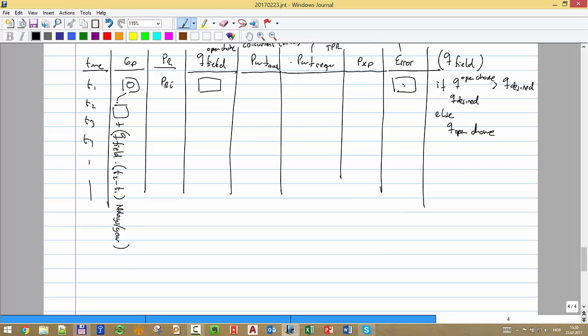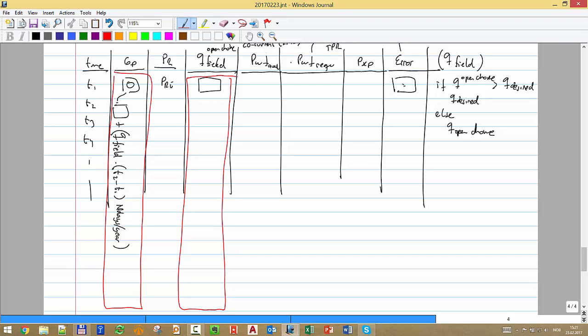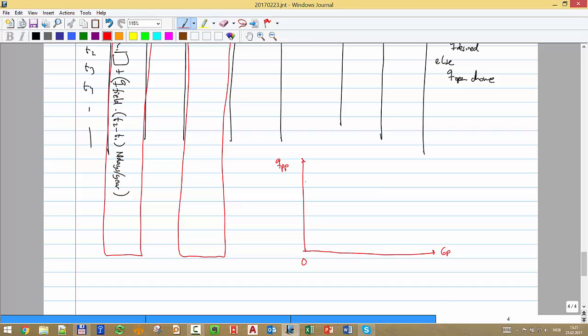So now what I want to say is, if you take that column and that column, the potential and the GP, if you take those two columns and you plot them, then you will obtain the potential. You will obtain QPP versus GP, and you will obtain that famous potential curve.